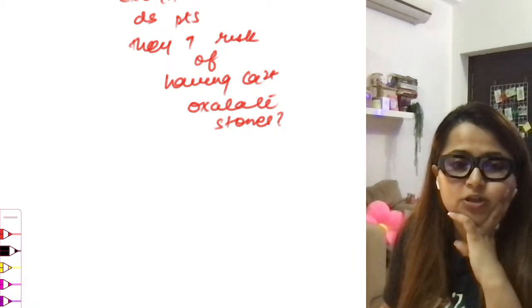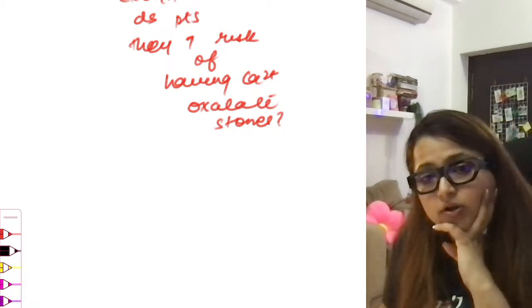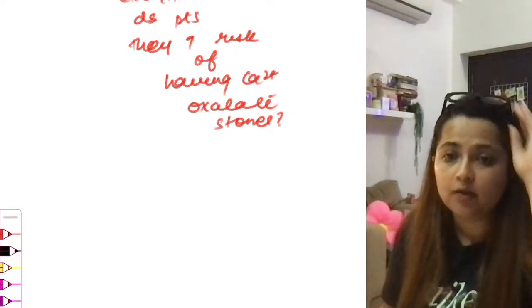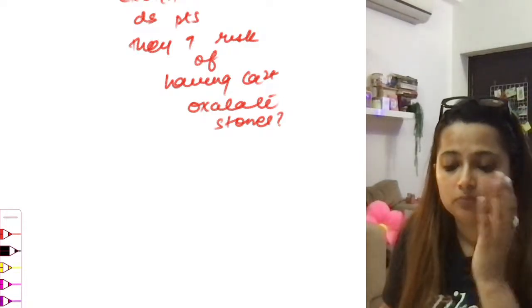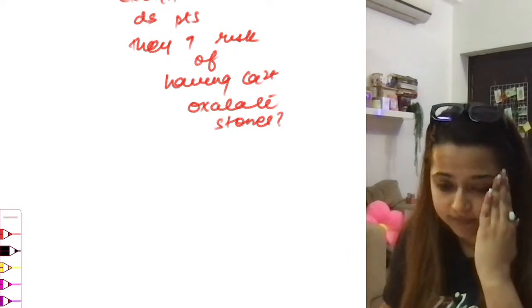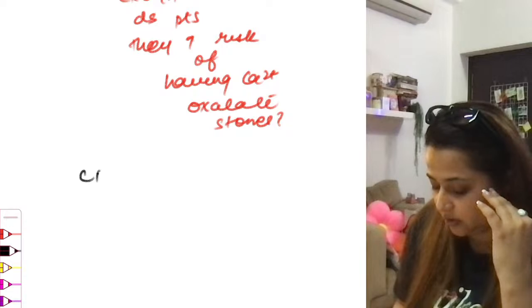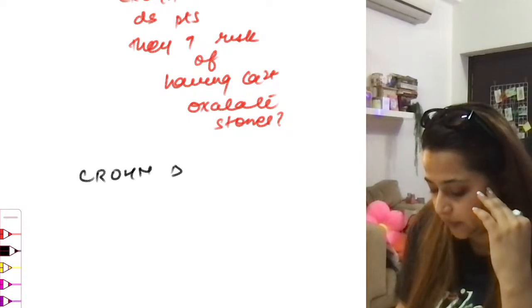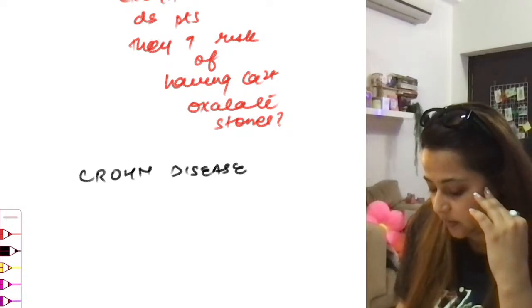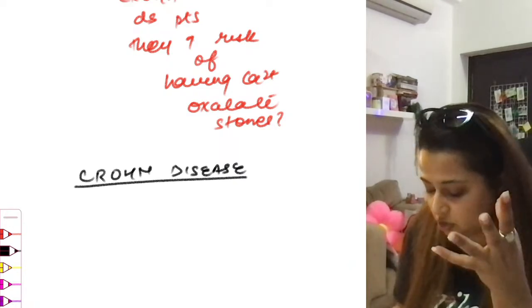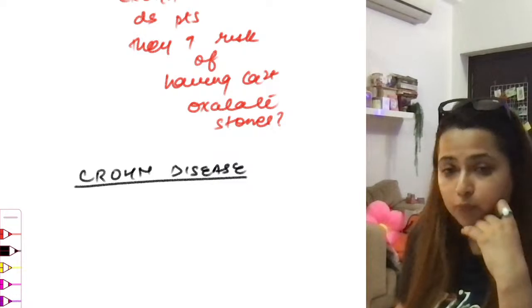Why do we write the risk of calcium oxalate stones is increased in case of Crohn's disease? Anyone? Can anyone answer this question? Yes? Now let me explain this to you. Supposing someone is having Crohn's disease, you already know that there is malabsorption in Crohn's disease because it is an inflammatory bowel disease. There is inflammation going on. All right. So what is going to happen?